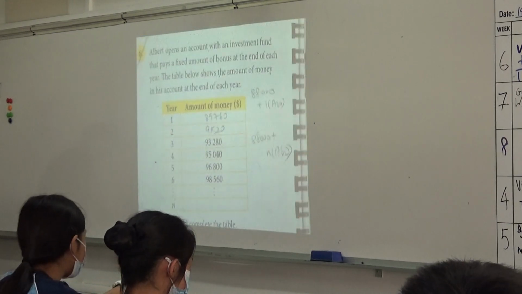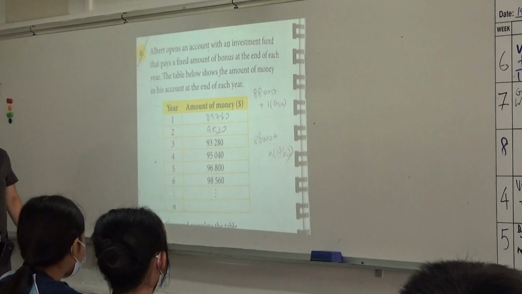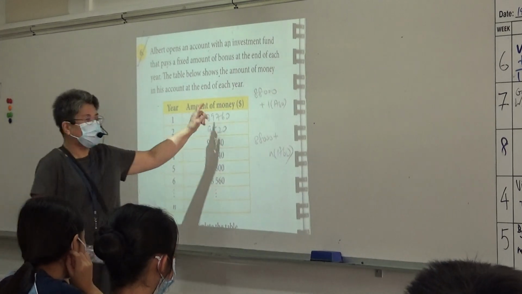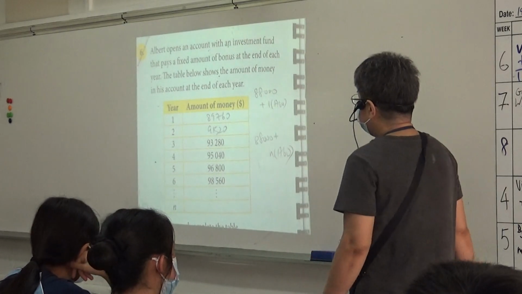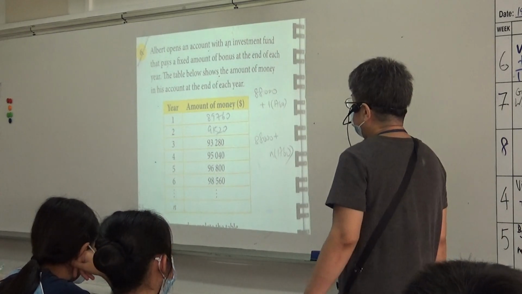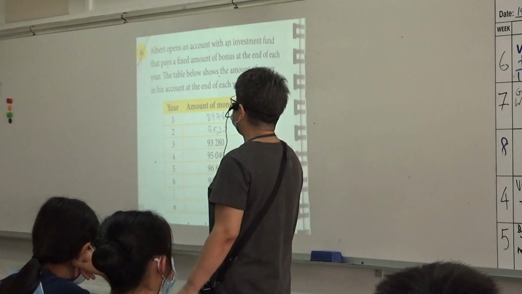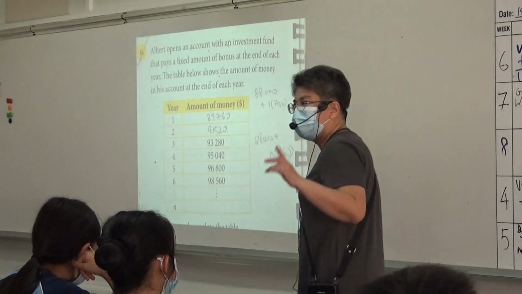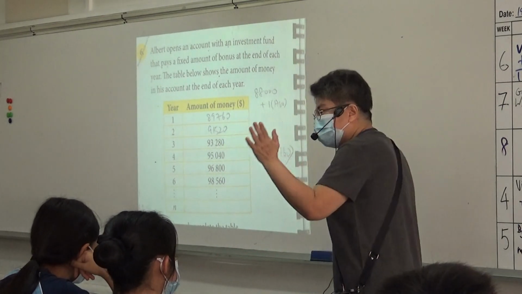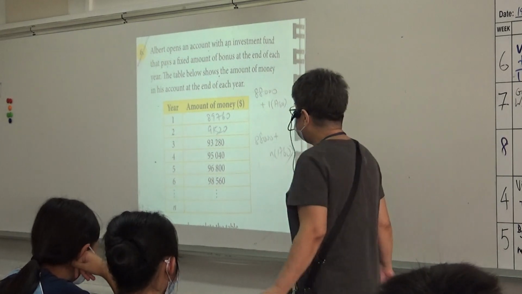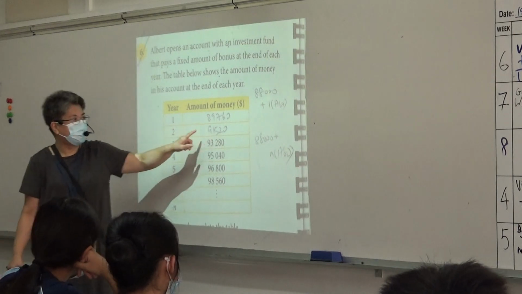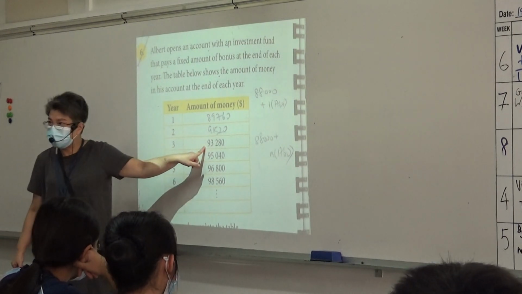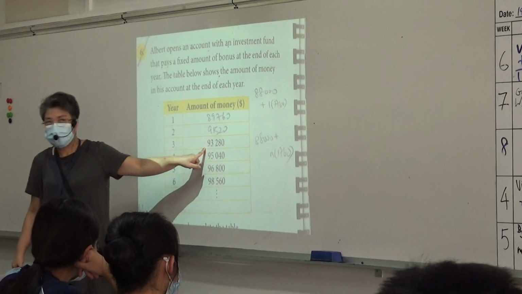All of you read first. How do I know this, right? I'll tell you later, okay? All of you look at the bottom. Elmo opens an account in an investment fund that pays a fixed amount of bonus at the end of each year. Mind you, it is at the end of each year. Understand? That means at the end of year 1, what's the amount? At the end of year 2, what's the amount? At the end of year 3, what's the amount?